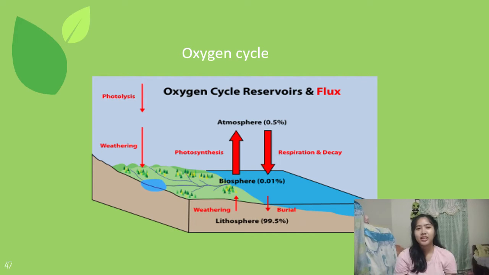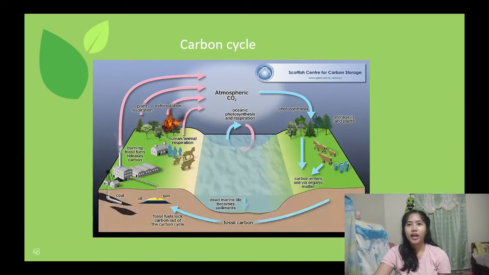Here are interesting facts about oxygen. Did you know that phytoplankton are the most significant producers of oxygen, followed by terrestrial plants and trees? Carbon cycle. The carbon cycle and oxygen cycle are somewhat related to each other.